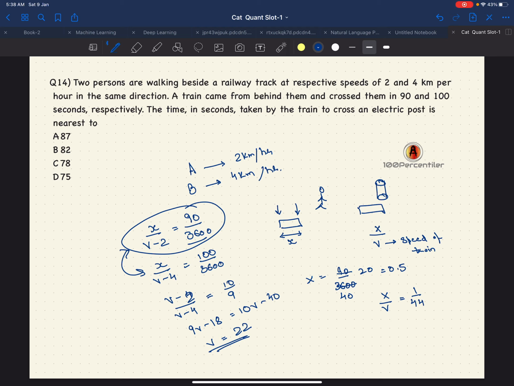Now we have to find this in seconds, but this is 1 upon 44 r. So multiplying by 3600, we get the required answer in seconds, which is nothing but 81 point something. Since we are not given the exact value here, we will take the closest one, which is 82.